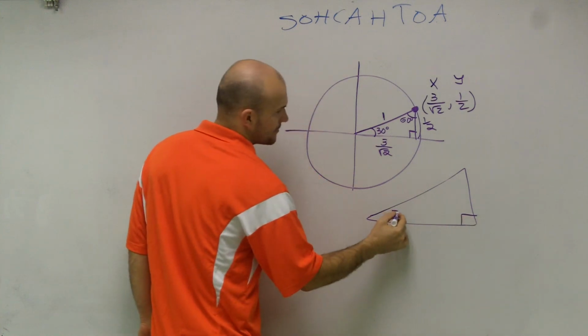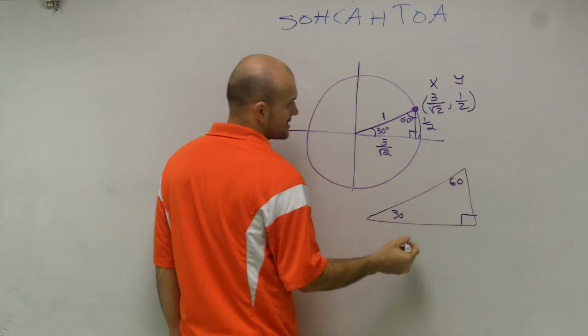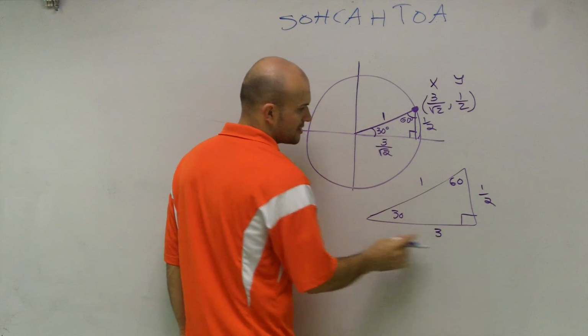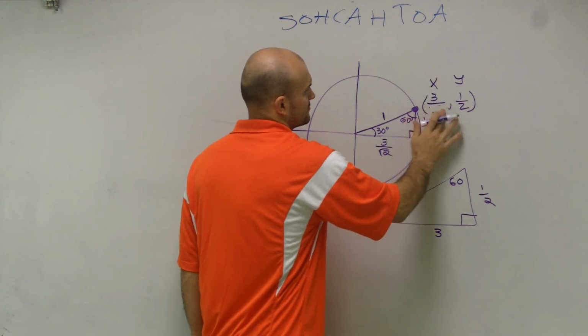So if I pull out this triangle, I have a right angle. That's 30. That's 60. My radius is 1. That's 2. And that's radical 3 divided by 2.